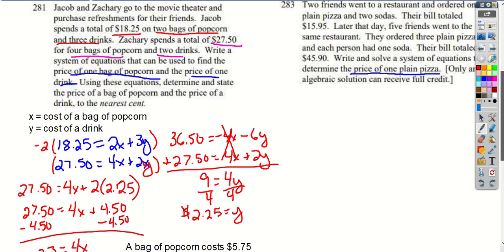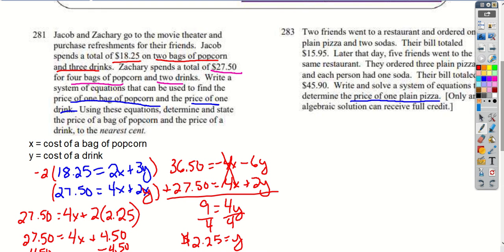All right. Second equation: 2 friends went to a restaurant and decided to order a plain pizza and 2 sodas. So plain pizza, 2 sodas, there's the cost. Later, 5 friends went to the same restaurant. They ordered 3 plain pizzas, and each person had a soda. That's 5 sodas, people. The total is $45.90. And we want to solve.